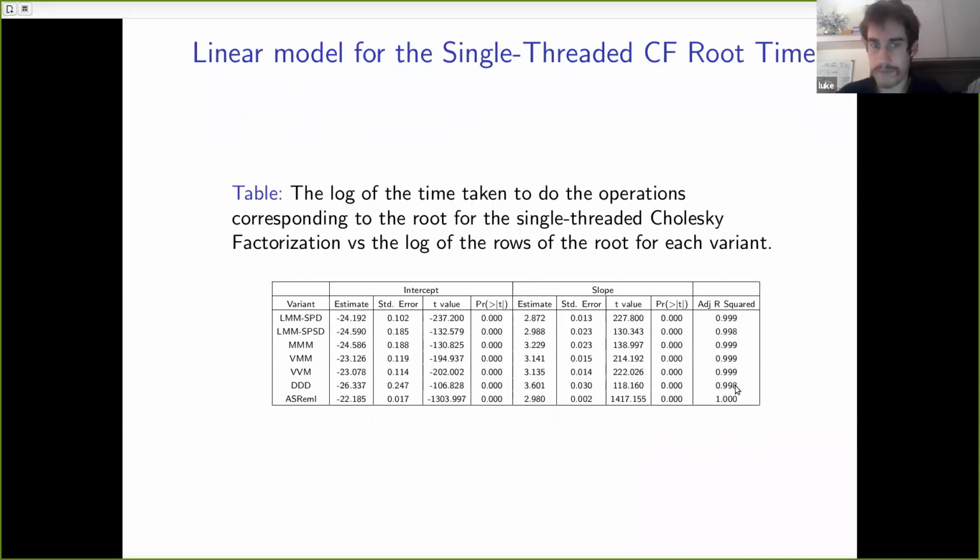And then we also ran a linear model. This is just a real quick check, but we wanted to make sure that our flops calculations were somewhat correct. We see that the fit is very good. And we see that the estimate of this should be around 3 because it's a cubic term. And that pretty much is what we expect.